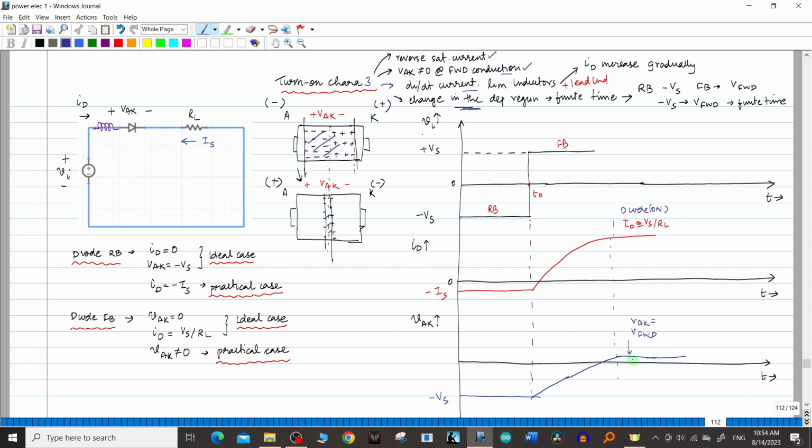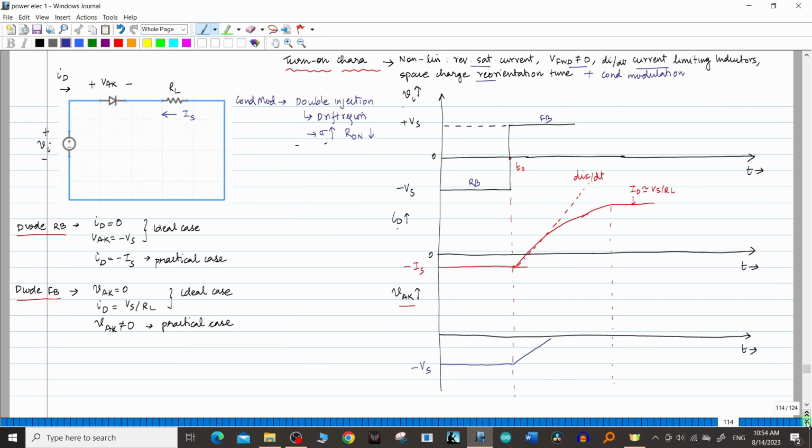Once the diode turns on, this value will settle to VAK equal to V forward. But in this case, I am assuming that conductivity modulation is already set up. The conductivity modulation also needs a definite amount of time. That means initially the conductivity modulation is not fully set up. When it is not fully set up, the conductivity of the drift region will be less. Therefore R drift, the resistance of the drift region, will be high, or I can say the on-state resistance of the power diode will be high.